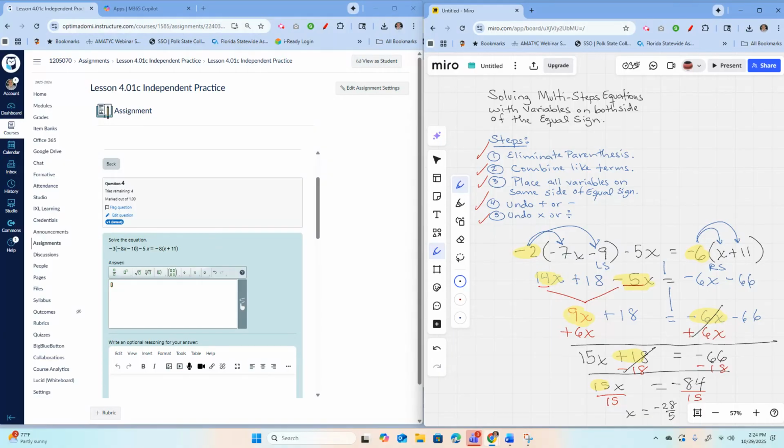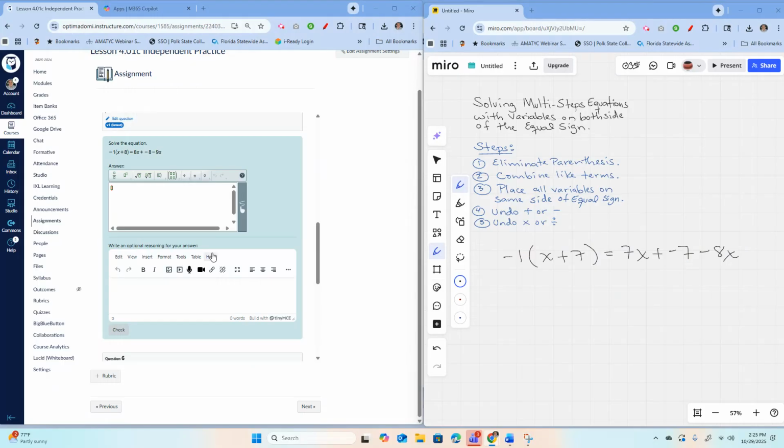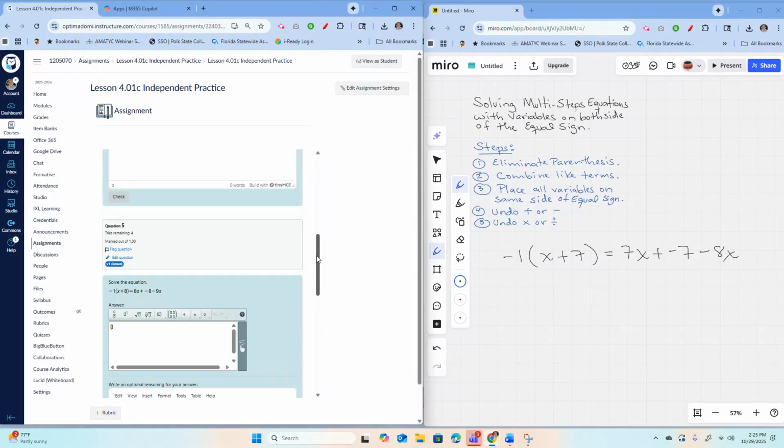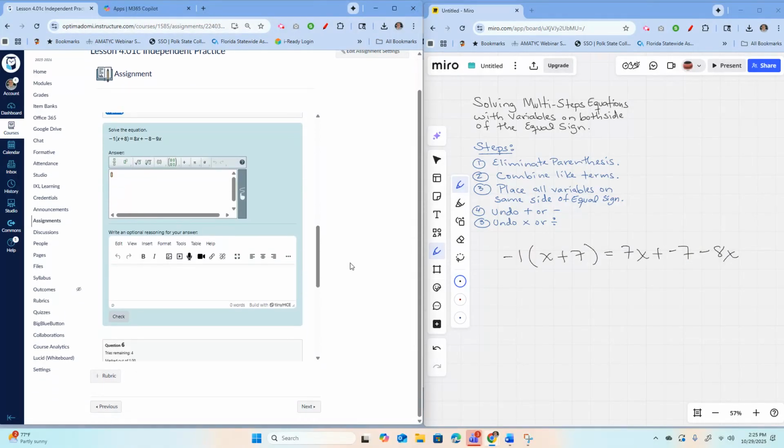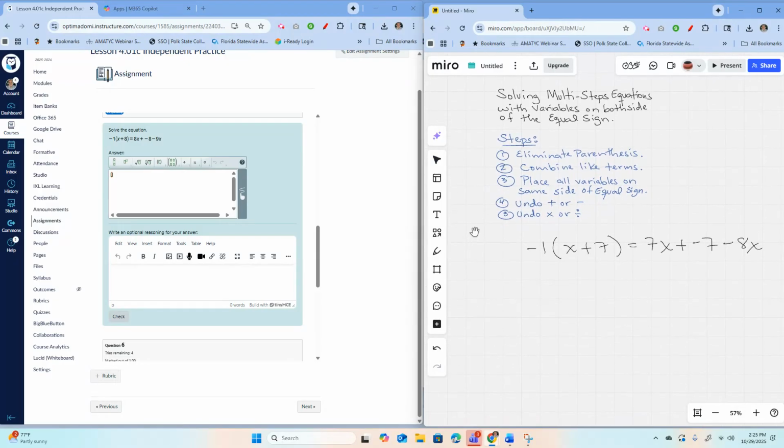Let's go to the next one. All right, here's question number 5. Okay, a similar one again. So we are solving multi-step equations. The whole idea is to follow these steps so you can find the value of x. The only thing here is that we're going to have to do a bunch of steps.